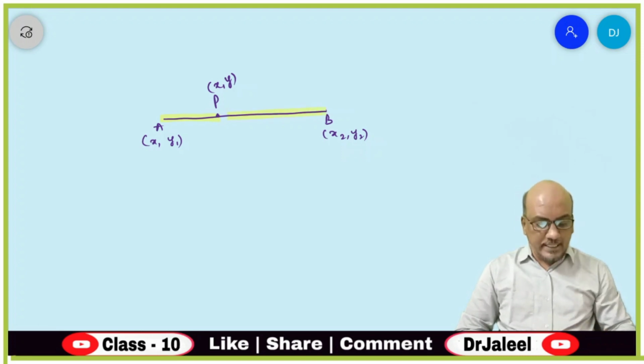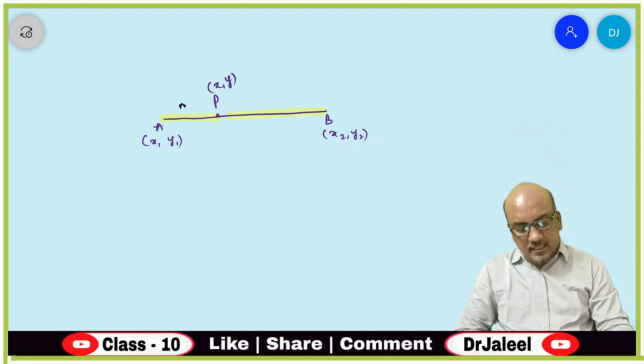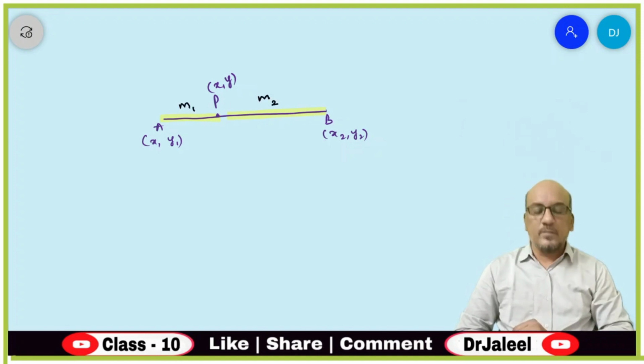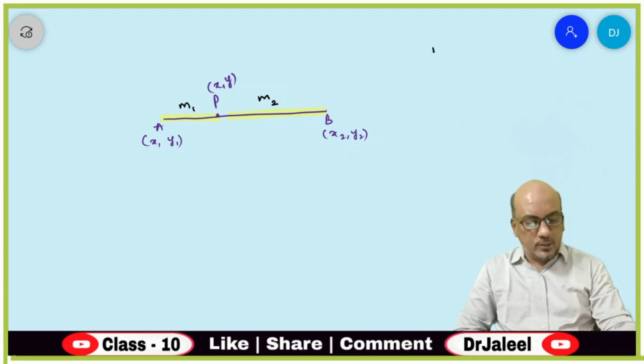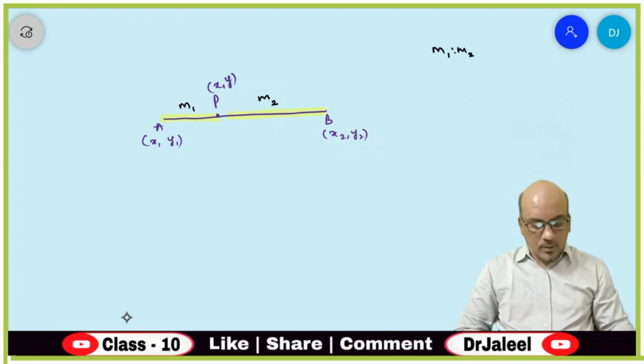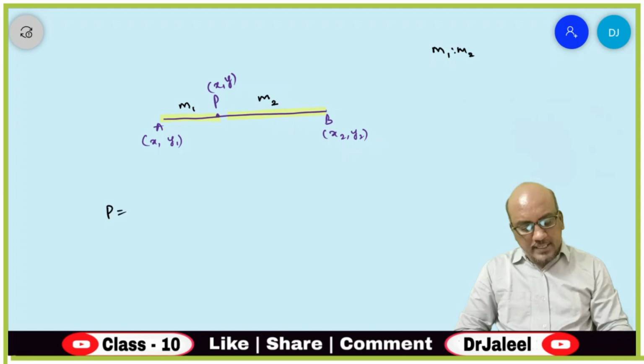This is called internal division. So here, in what ratio is it dividing? It may divide in any ratio, maybe 2:1, 3:7, 4:5, whatever it is. So now we will take this ratio as M1, M2. So here clearly P is dividing AB in the ratio M1 is to M2. M1 is to M2.